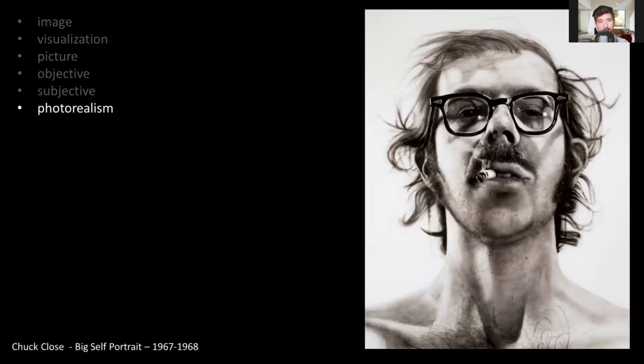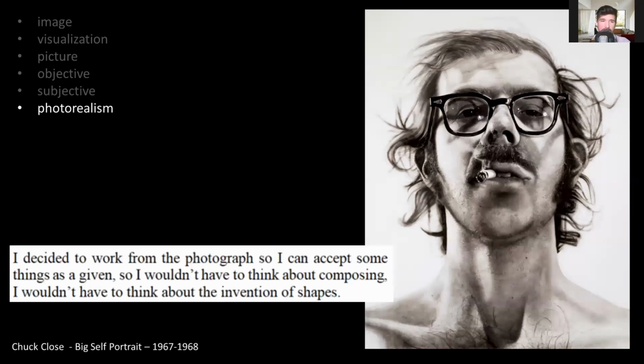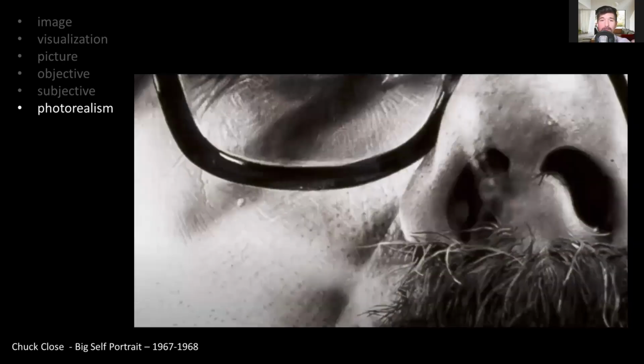So we can take a look at this big self-portrait by Chuck Close, which was done in 1967-68, and was done, as we've seen from the principles, by using photographs to gather the information and then combining them together. Chuck Close said, I decided to work from the photograph so I can accept some things as a given. So I wouldn't have to think about composing. I wouldn't have to think about the invention of shapes. So in this case, it was more of a commodity, or something to ease the pressure of creating an actual painting from scratch. So it means that we have to focus on the details.